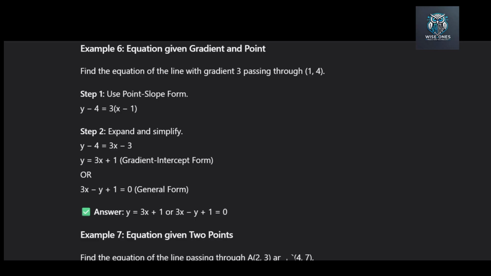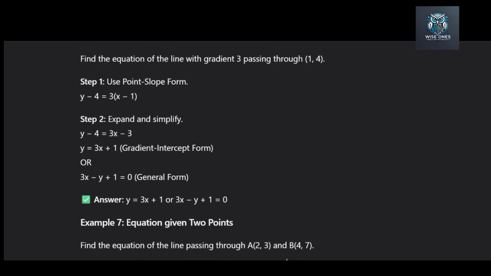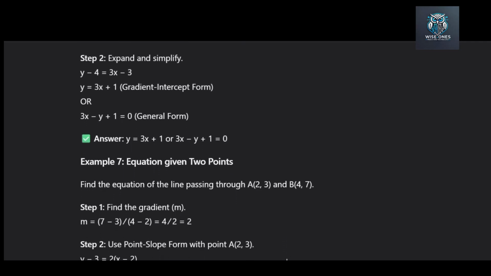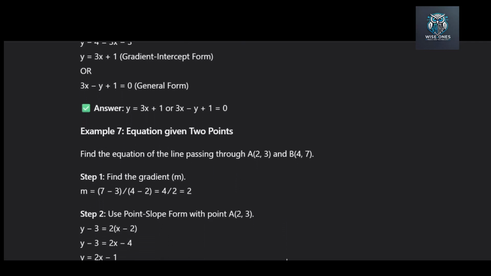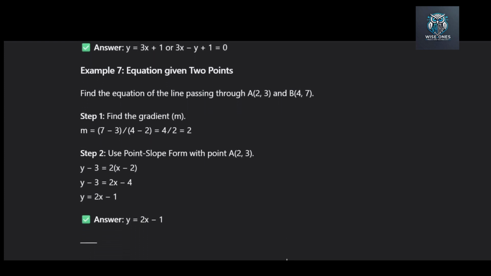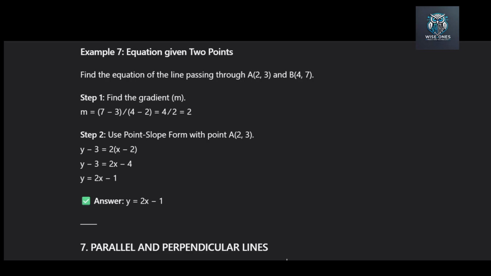This is the gradient-intercept form, or we can write it as general form. Subtract y from both sides. 3x minus y plus 1 equals 0. The answer is y equals 3x plus 1, or 3x minus y plus 1 equals 0. Both are correct, but check what the question asks for.